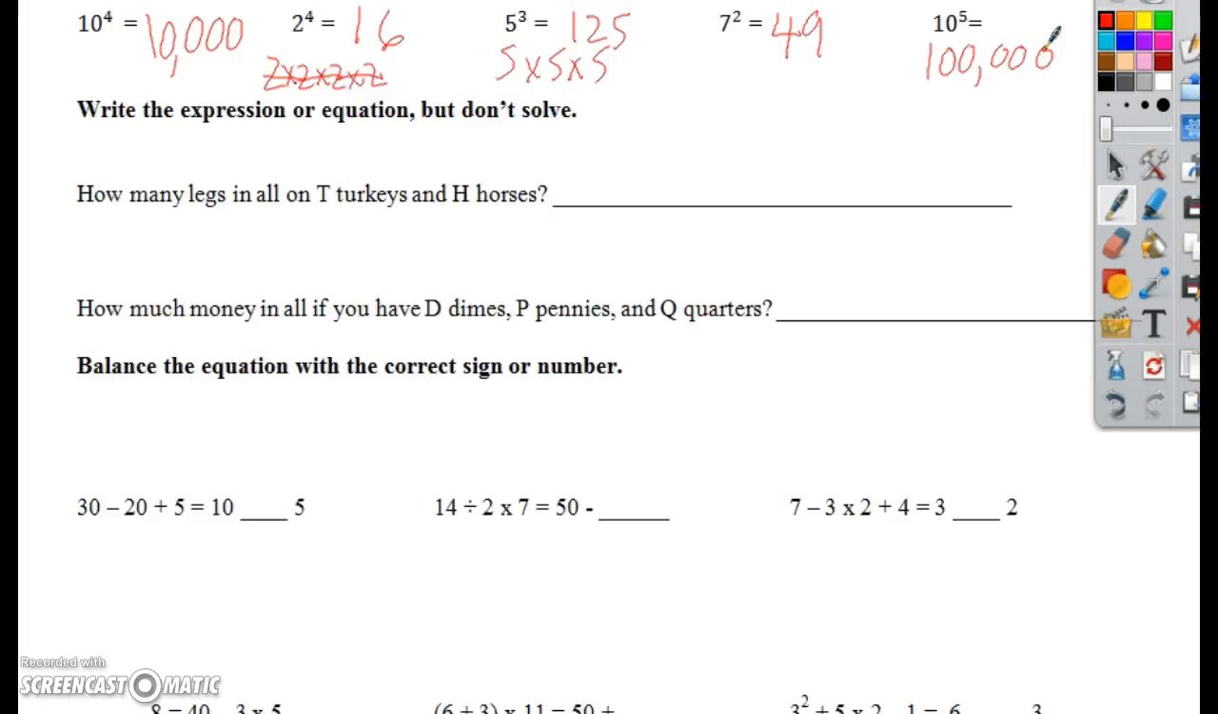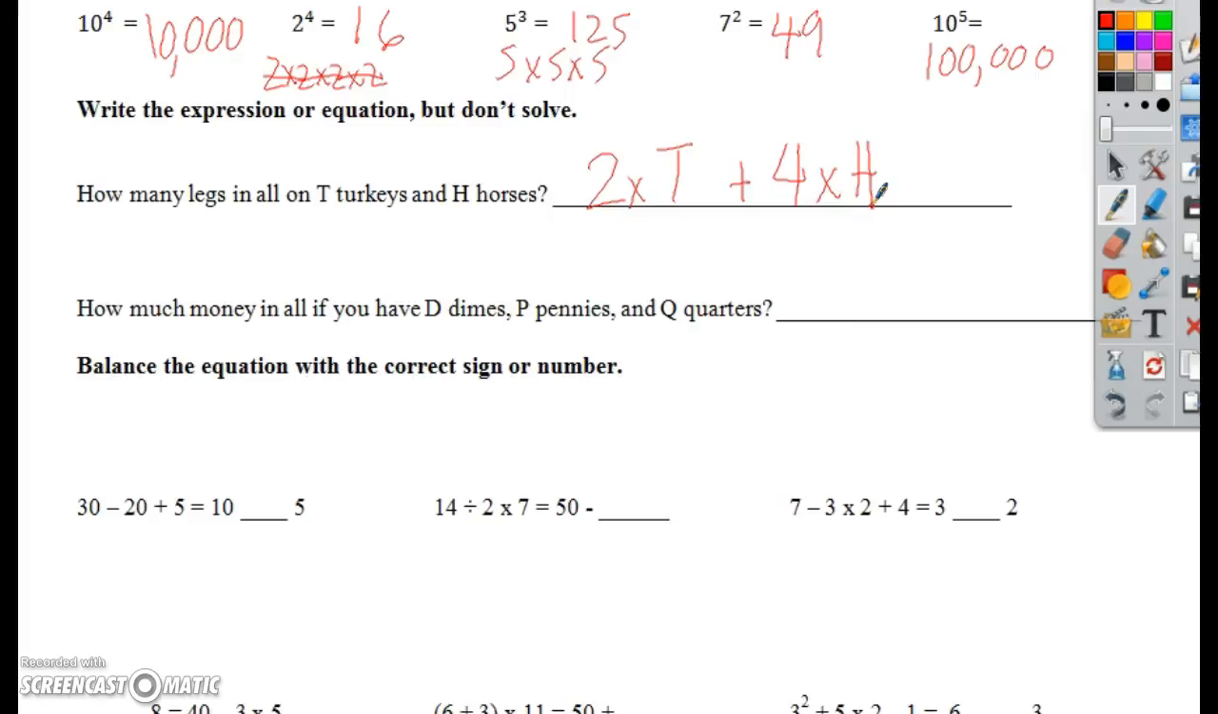Write the expression or equation, but don't solve. How many legs in all on T turkeys and H horses? Obviously, I don't know how many of each thing there are, but I do know there are 2 legs on a turkey, so 2 times T would give me the number of legs on a turkey, plus 4 times H would give me the number of legs on all the horses.